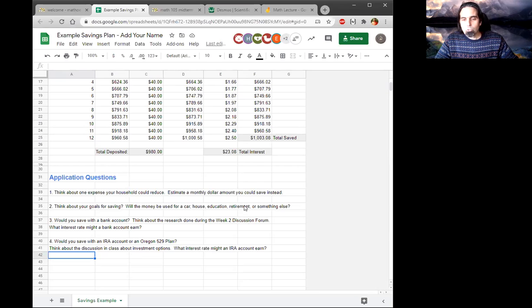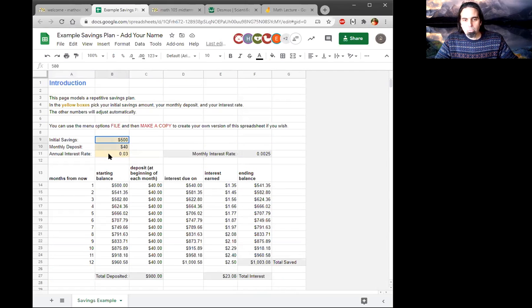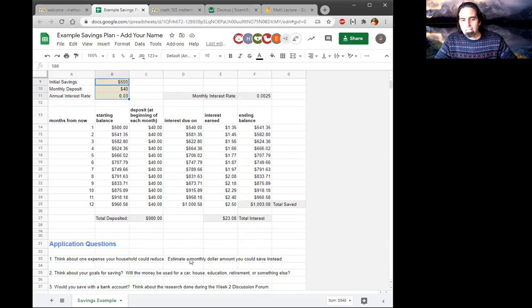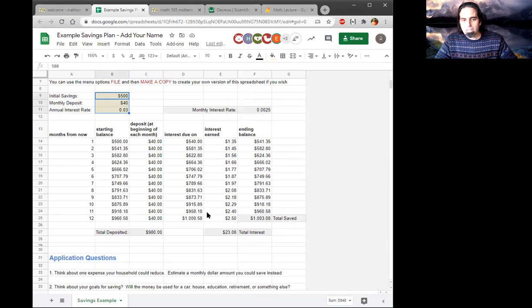So if you were to actually do something with the spreadsheet, you would pick three numbers. Everything else would change automatically. And then you could talk about what's happening after your year. Is this making me happy? And so on.